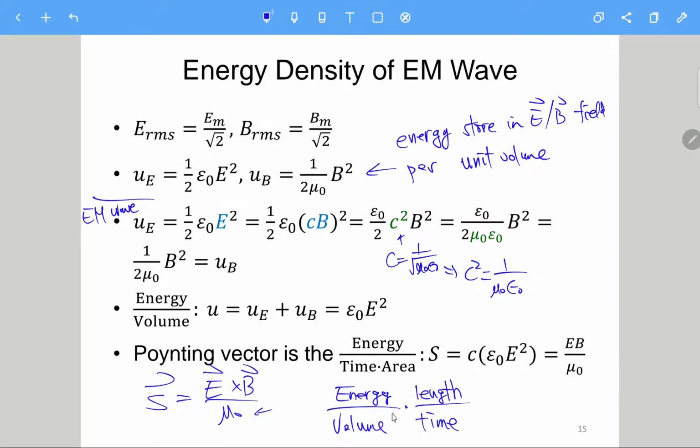So if you have length cancel with the volume, it will be the area. It will be the cross-section area. This is the propagation length per unit time. So this is actually the speed. Which means that this is energy per volume. You need to multiply by the speed of light to convert this one into the amplitude of the Poynting vector, which is energy per time per unit area. You need to multiply this factor to convert this one into here. So S, the amplitude of the Poynting vector, is the speed of light multiplied by epsilon naught, and then we have E squared.